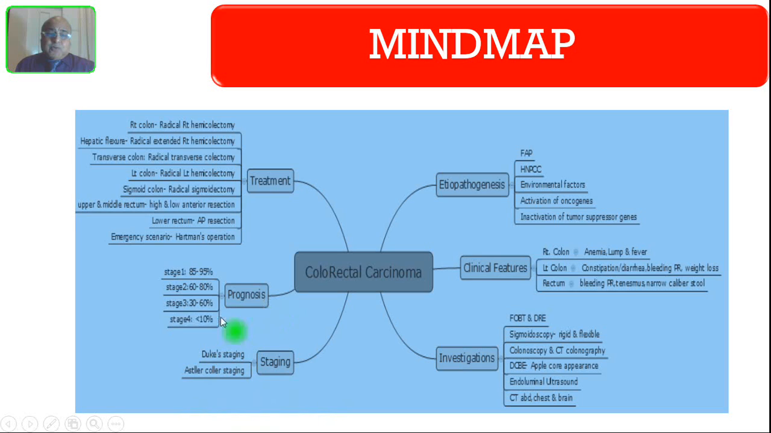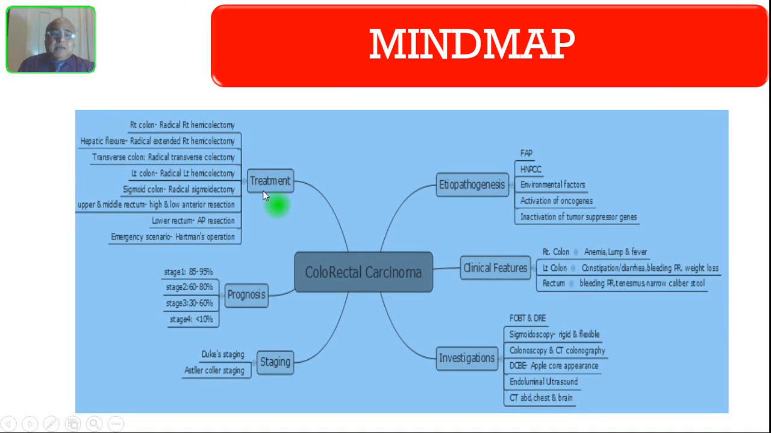So coming to the prognosis, if it is stage 1 or grade A, the 5-year survival rate is 85 to 95%. If it is stage 2 or grade B, the survival rate is 60 to 80%. If it is stage 3 or grade C, the survival rate is 30 to 60%. If it is stage 4 or grade D, the survival rate is less than 10%.